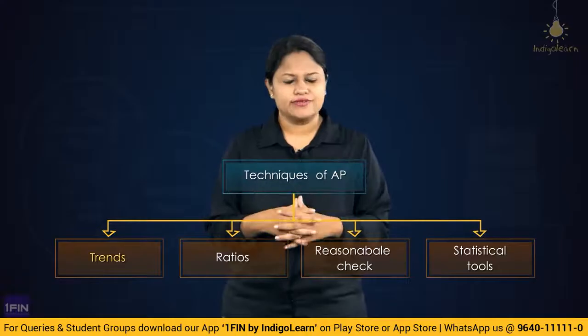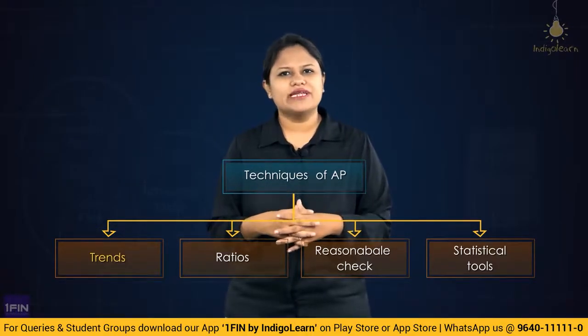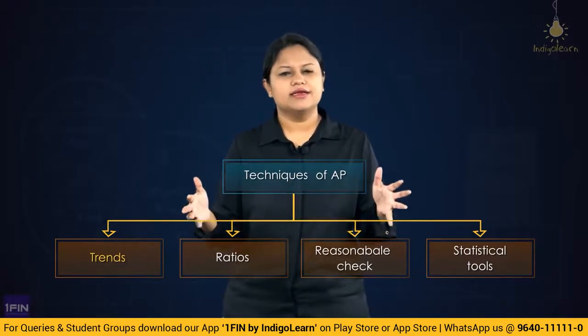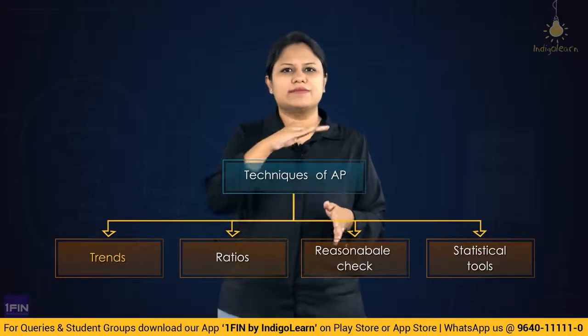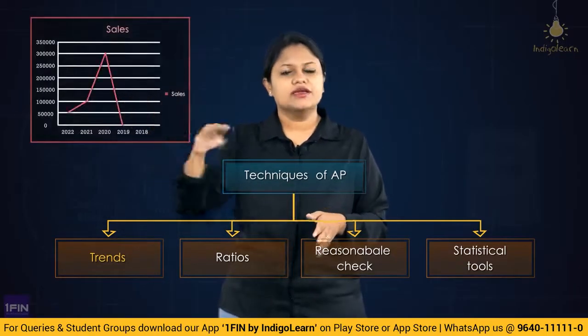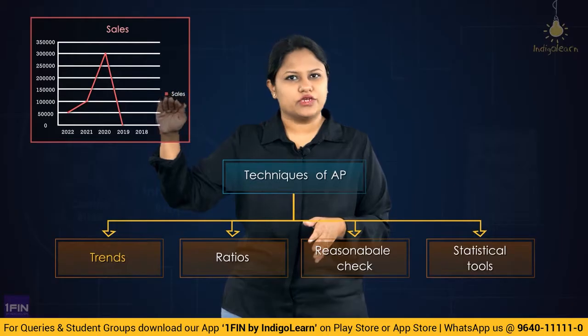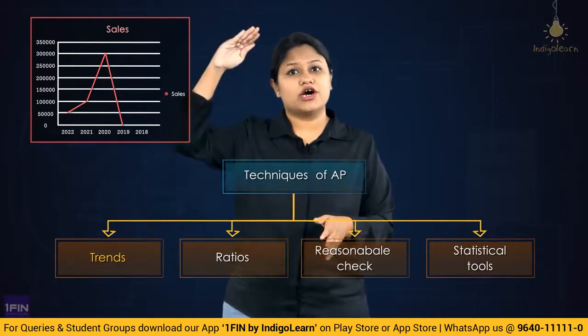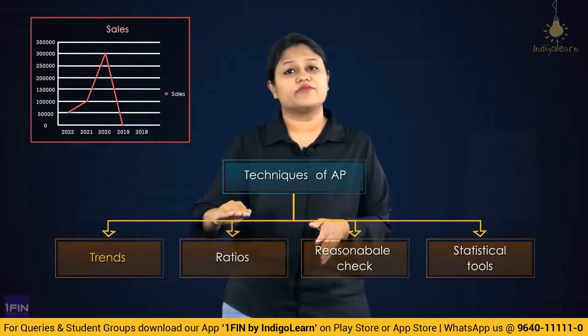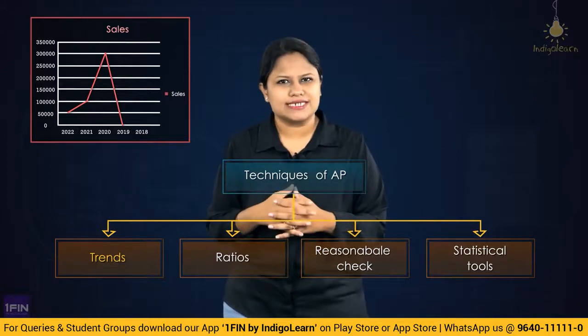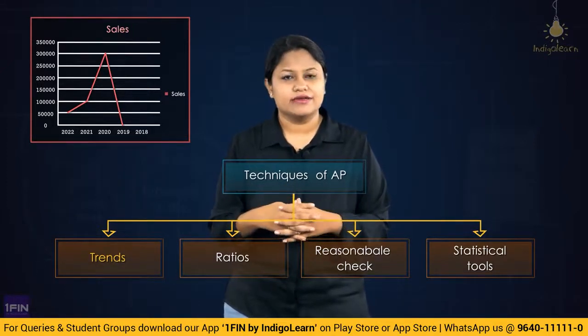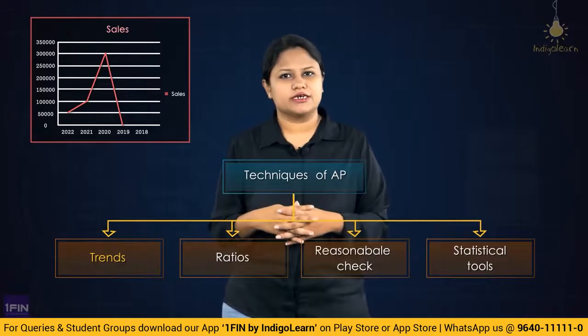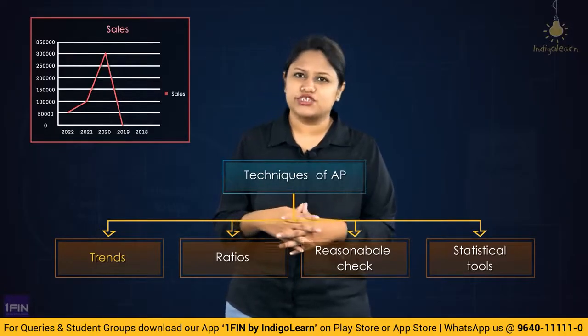First one is trend, which is quite simple to understand, where we take some years together and we do a comparison to establish some kind of relationship between them. So when we do this kind of trend analysis, if there is a sudden downward shift or upward shift, then we will be able to understand something unusual has happened. So this would be an indicator for the auditor to focus his attention upon.